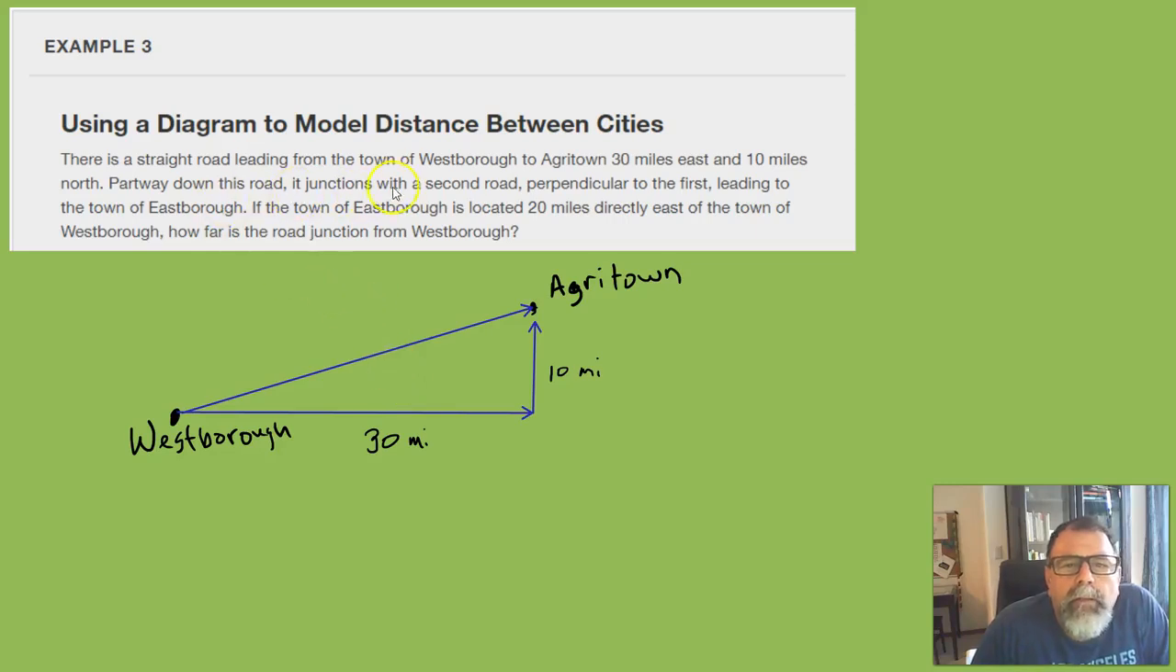Partway down this road, it junctions with the second road that's perpendicular to the first, leading to a town called Eastboro. The town of Eastboro is 20 miles directly east of town Westboro. So right about here, right, 20 miles is Eastboro.